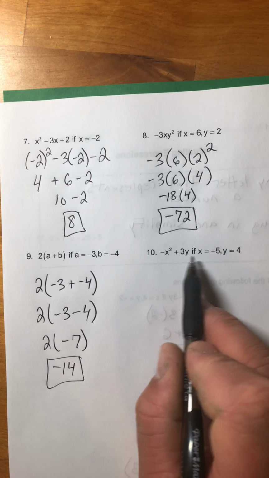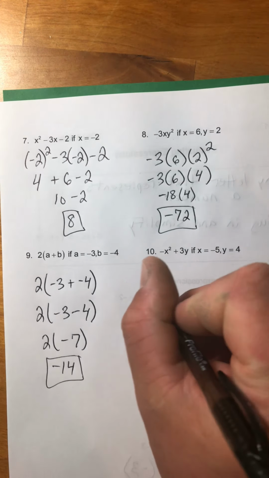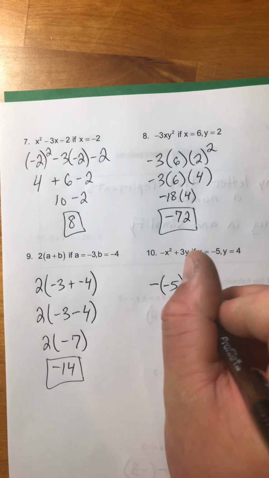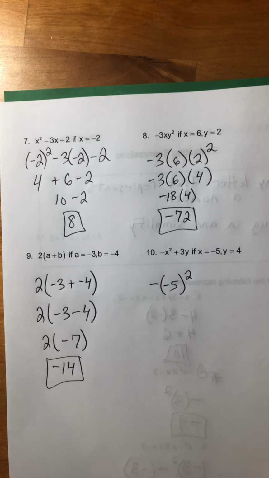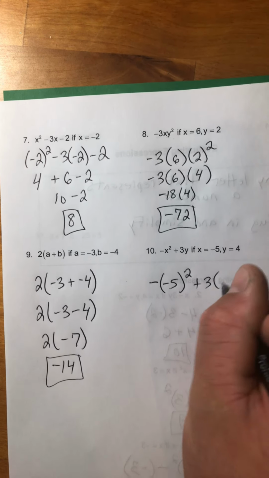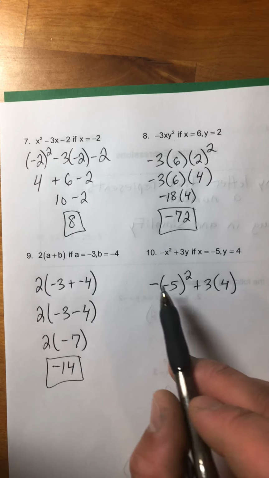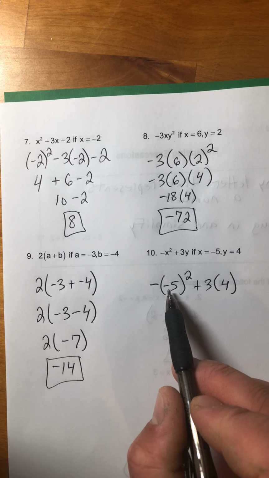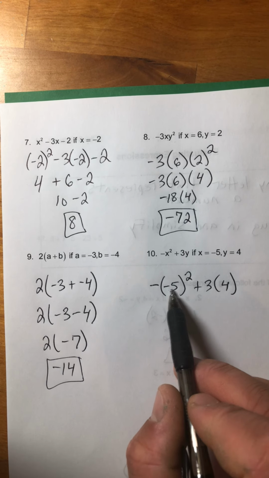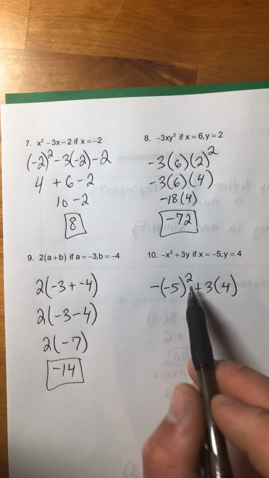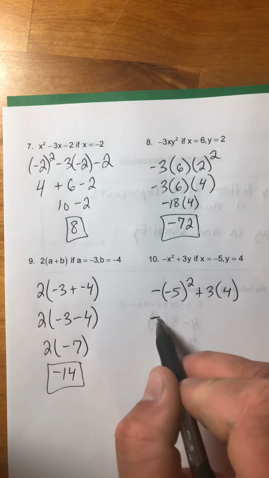Negative x squared plus 3y. This is a negative sign that's already there. But x is negative 5, and it's being squared. Plus 3 times y, which is 4. So again, some of you have been brainwashed. You see a double negative, you make it plus every time. Right? This one's different. This negative 5 is being squared. So before I can change these signs, I need to square this negative 5. So I'm going to leave this negative out front.